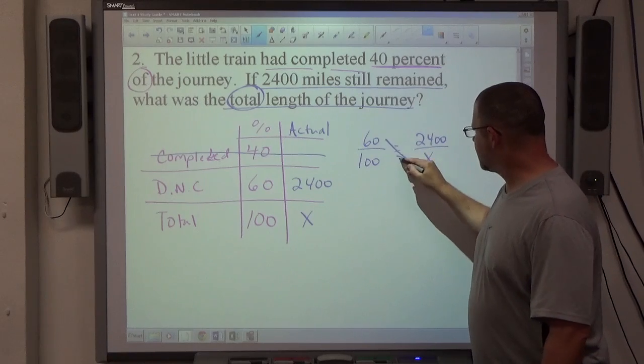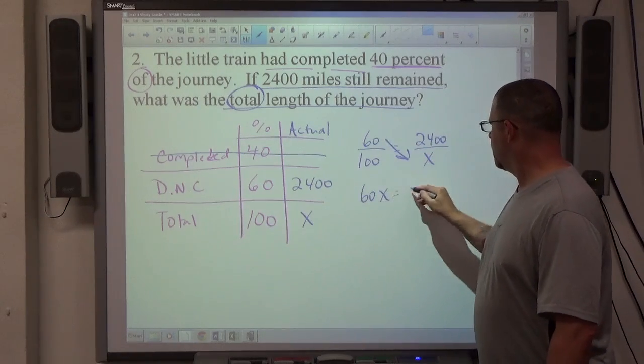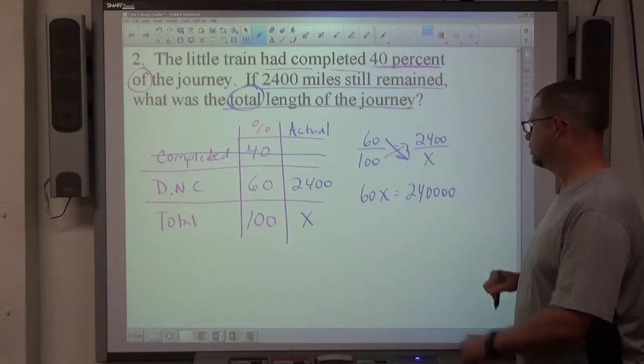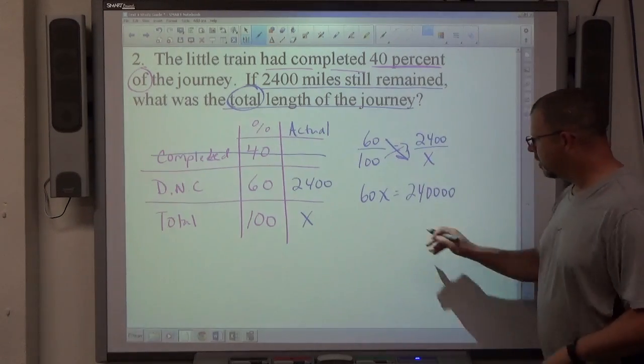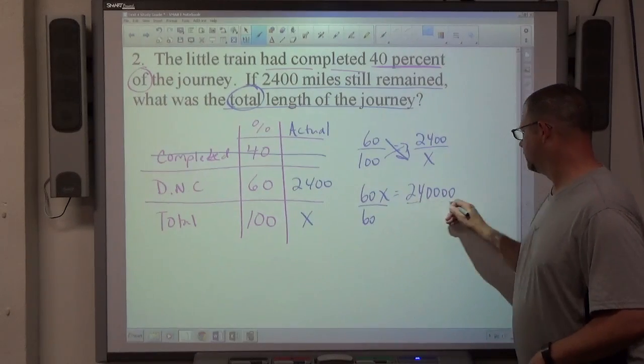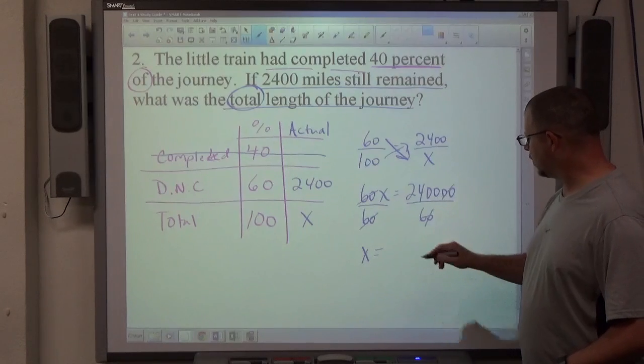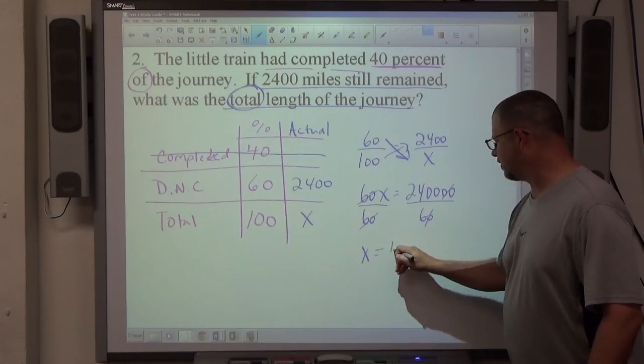That's 60x equals 24 followed by 4 zeros. 2 for that, 2 for that. Divide both sides by 60. And that cancels that. 24,000 divided by 6 is 4,000 miles.